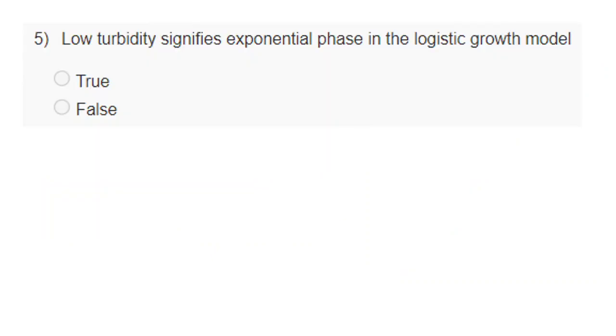Moving on to the next question. Low turbidity signifies the exponential phase in the logistic growth model. Anyone? So it's false. Low turbidity does not signify the exponential phase in a logistic growth model. When we are checking bacterial growth, turbidity, or OD, optical density, is one of the things that we check to see if the bacteria is growing properly or not. The exponential phase means that the bacteria is dividing very rampantly, very quickly. So low turbidity does not signify the exponential phase in any growth model.